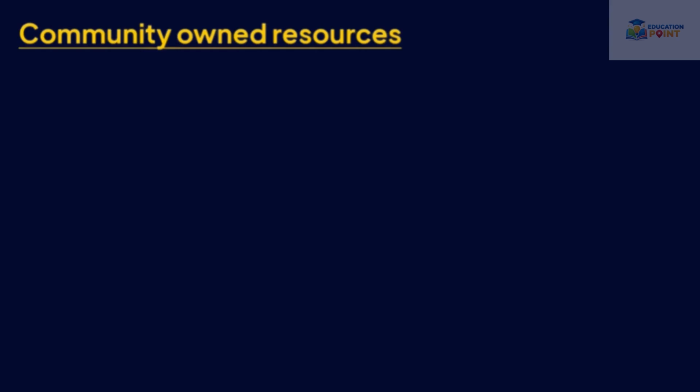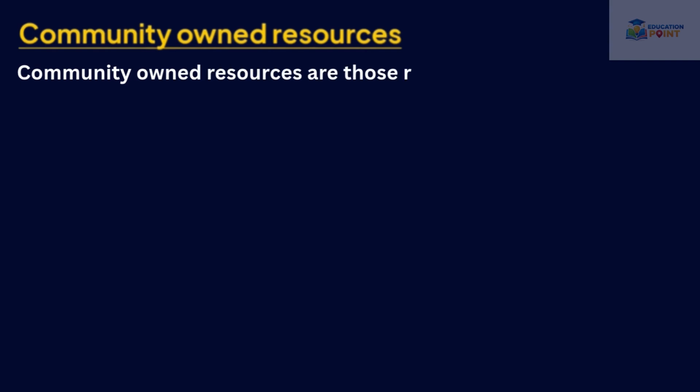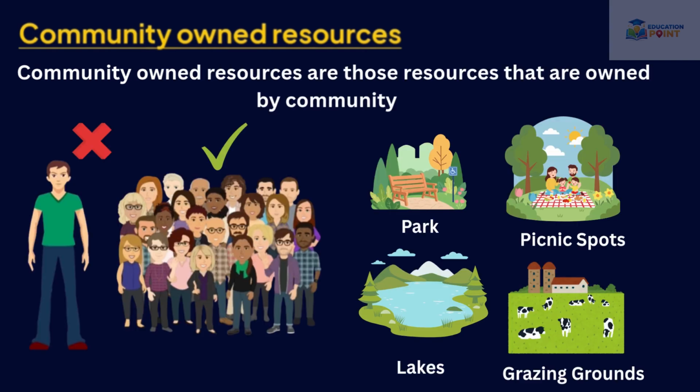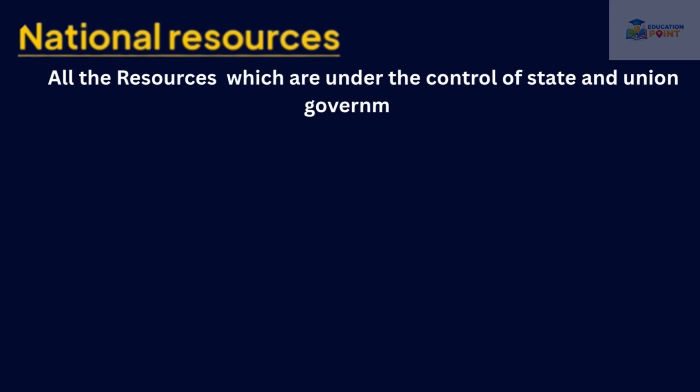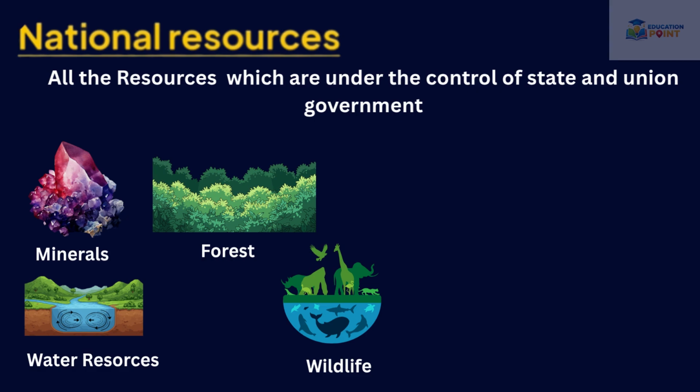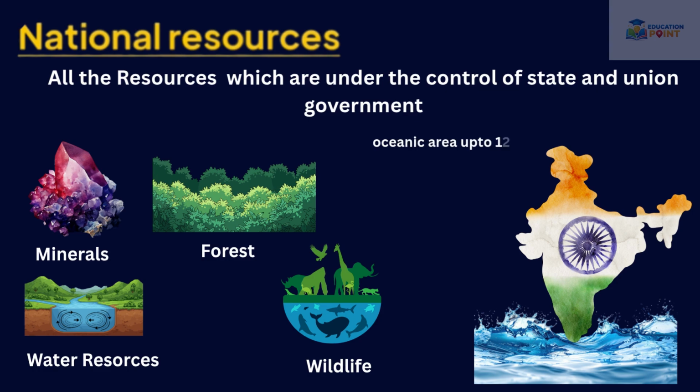Second is community-owned resources. Community-owned resources are those resources that are owned by community, like parks, picnic spots, lakes, grazing grounds. Third are national resources. All the resources which are under the control of state and union government are called national resources, like minerals, water resources, forests, wildlife, and oceanic area up to 12 nautical miles from the coast that are termed as territorial water.